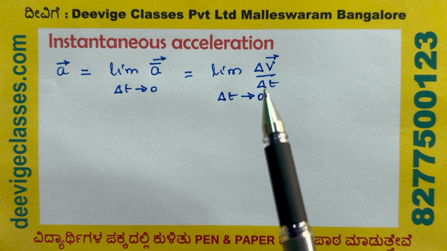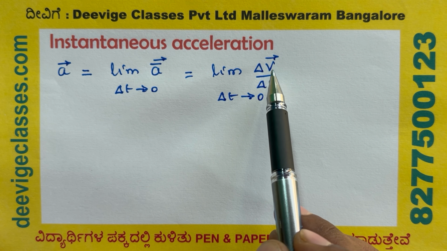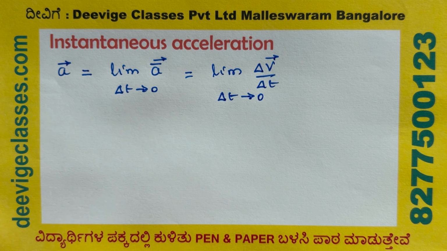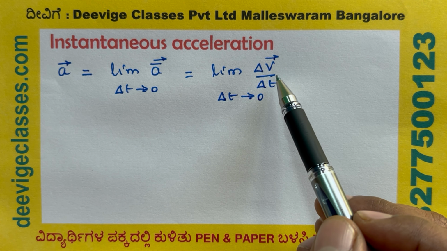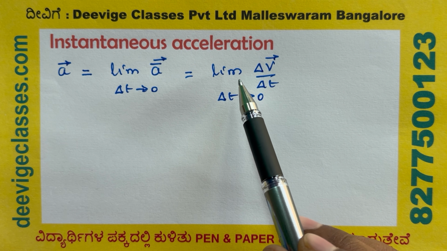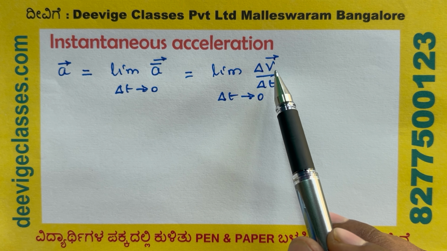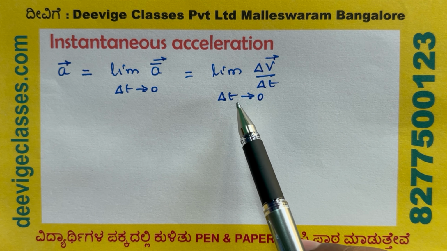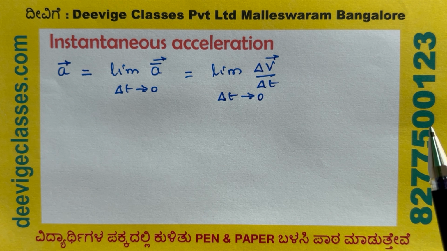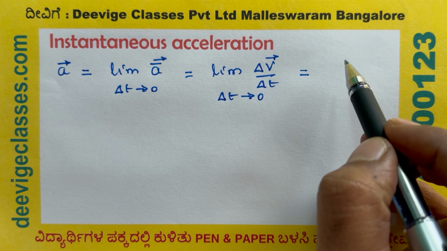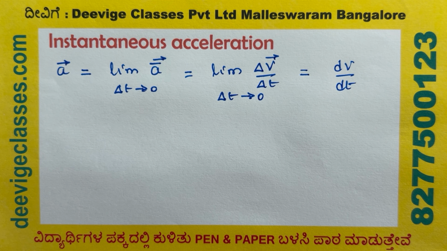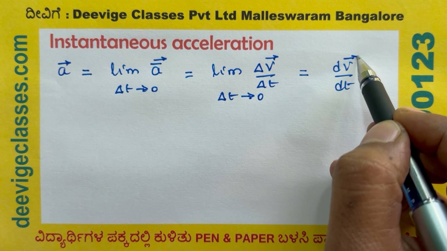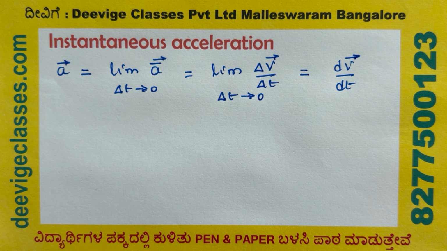Right. So that is the limit of change in velocity with respect to time as delta t approaches zero. So the limiting value of average acceleration as time approaches zero is called instantaneous acceleration. Then I can also write this as dv divided by dt. Correct? Okay. So this will give instantaneous acceleration.